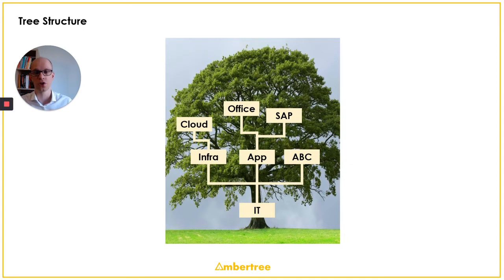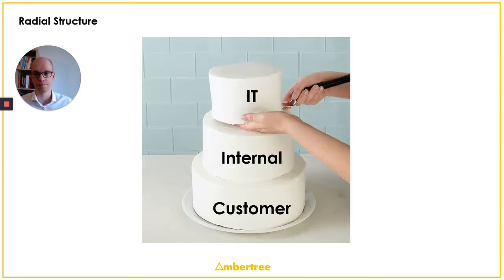Now, a radial structure is built on a different philosophy. While a tree structure is usually created around a certain context like organizational structure or services or geography or a combination thereof, a radial structure is built around the intended user of the information. And it's also a layered structure, so like an onion, or in this case, a cake. So documentation in this structure is placed into different layers depending on the intended user of that documentation.